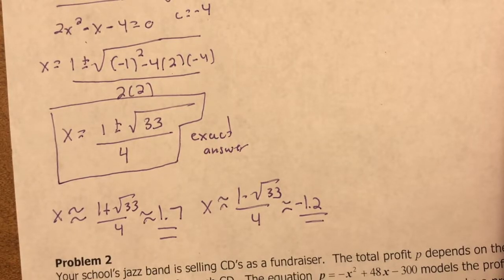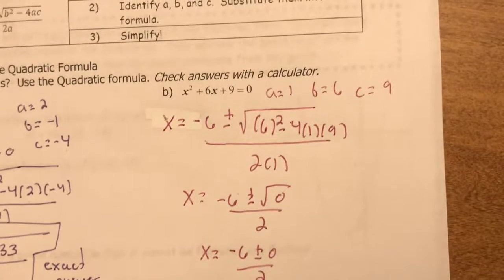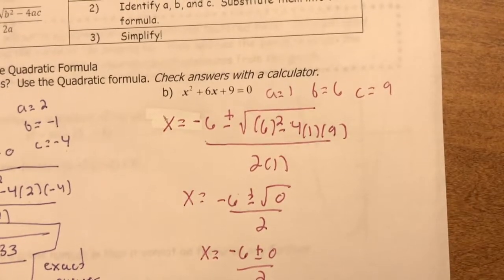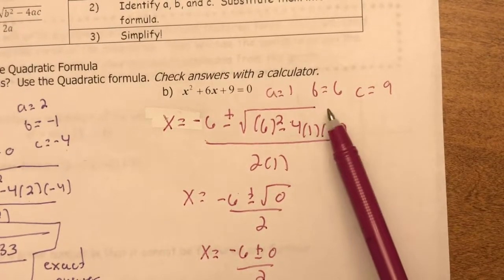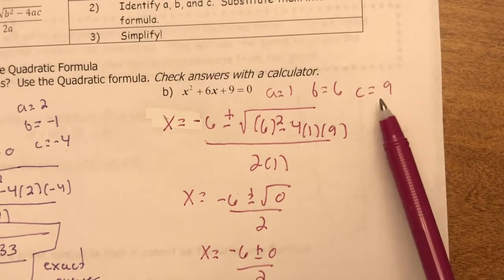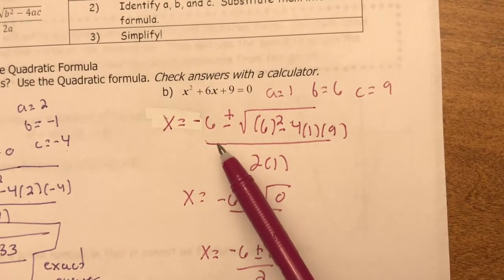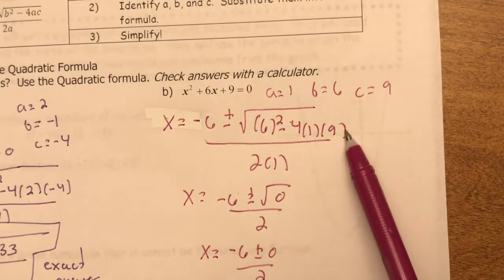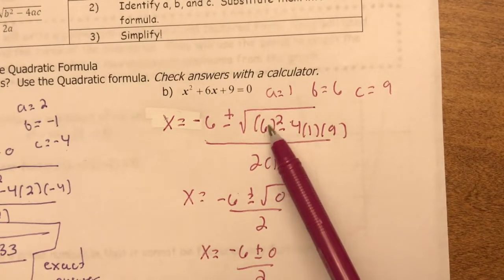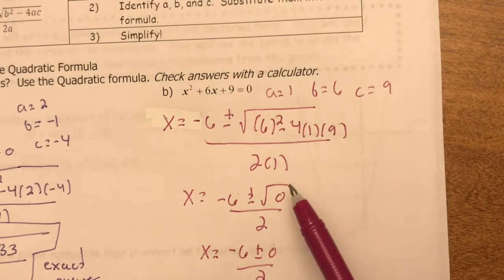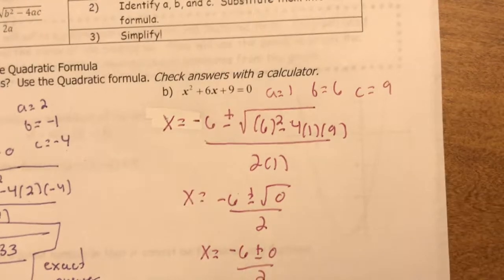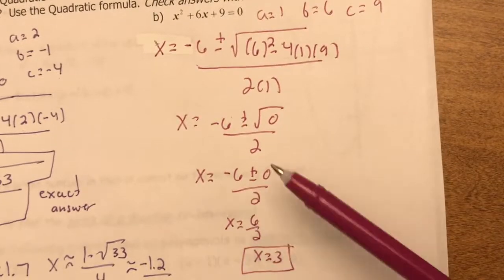All right, so pause the video and let's see if you can come up with a solution to the next question. Okay, let's see how you did. So you should have identified your a is equal to 1, your b is equal to 6, and your c is equal to 9. You go through and you plug it in to your quadratic formula, and you're going to find out that this becomes 36 minus 36, which gives you a value of 0. Now, when I take the square root of 0, it's just going to be 0.